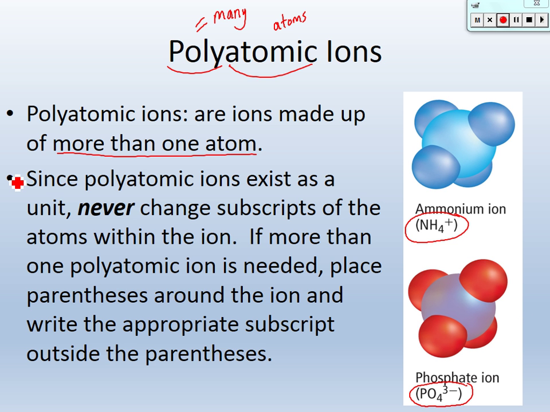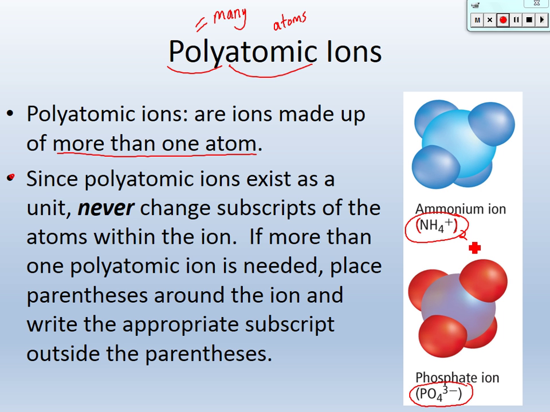Okay, and then what this bullet is saying right here is that polyatomic ions always occur as a single unit. You can't break this unit up. But if I had more than one ammonium ion here, I would use parentheses. And say I had two of them, I'd have to put the 2 on the outside of the parentheses. So whenever you change the number of polyatomic ions, you've got to use parentheses and then put the number on the outside. We'll go through that later on, but that's just kind of an introduction.